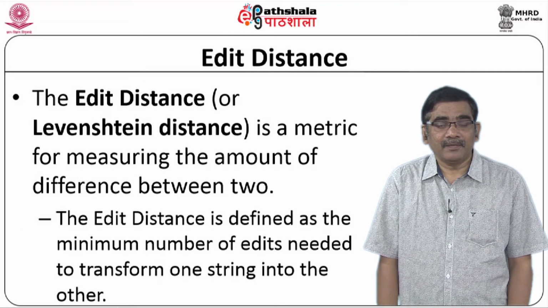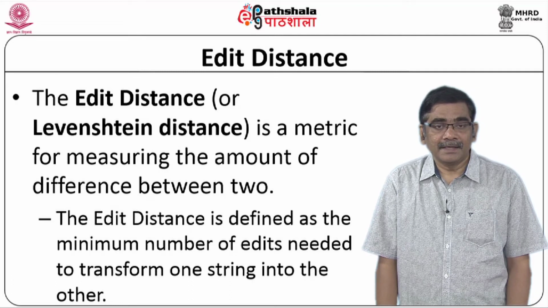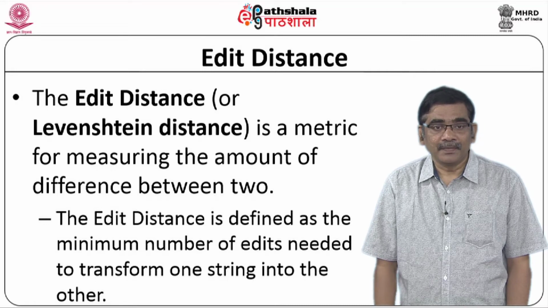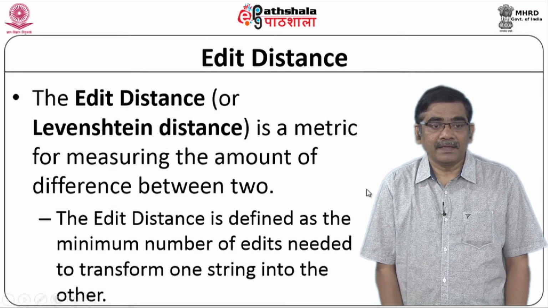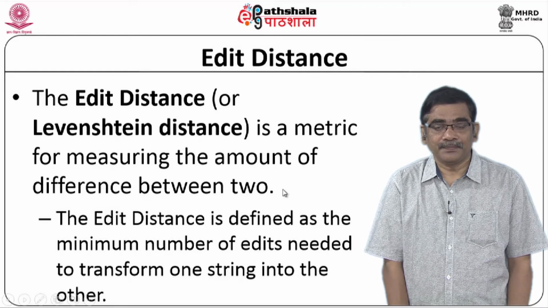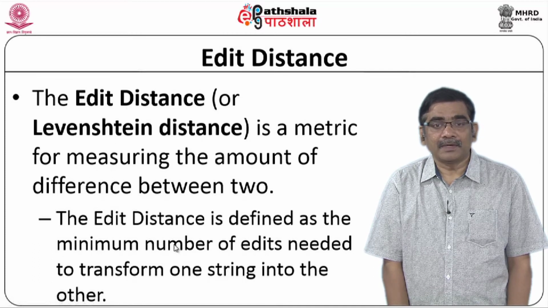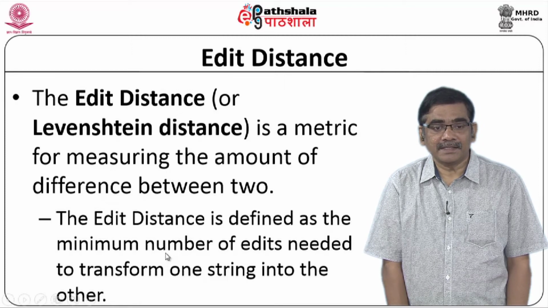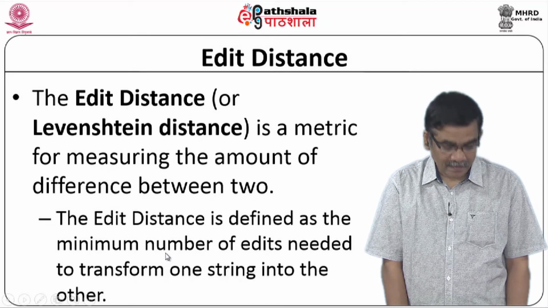First, we will define what the edit distance is, then we will see how to solve that using the dynamic programming approach. The edit distance or the Levenshtein distance is a metric for measuring the amount of differences between two strings. It is defined as the minimum number of edits that is necessary to transform one string to another string. In other words, the keyword is the minimum number of edits.